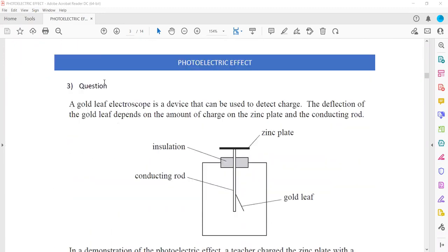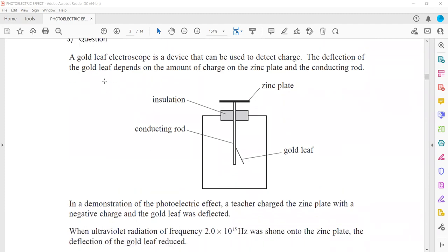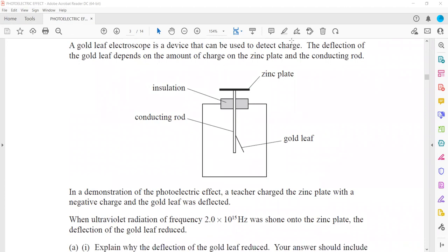Then another question. This is a gold leaf electroscope. A gold leaf electroscope is a device used to detect charge. Using this electroscope, we can find the charge. The deflection of the gold leaf depends on the amount of charge on the zinc plate. If there's a large deflection, it means more charge is there, because like charges repel. Using that, we can identify how much charge is there. More charge means more deflection. Like this, the gold leaves will have large spacing between them.